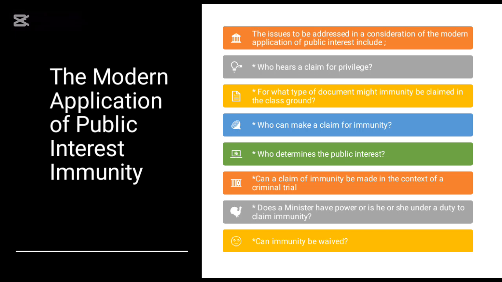So in general, these issues reflect the modern application of public interest immunity in legal proceedings, balancing transparency, justice, and national security or confidential interests.